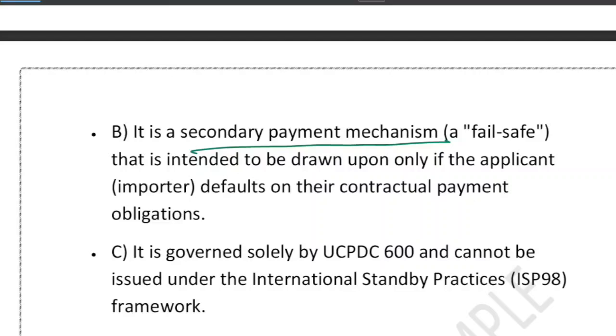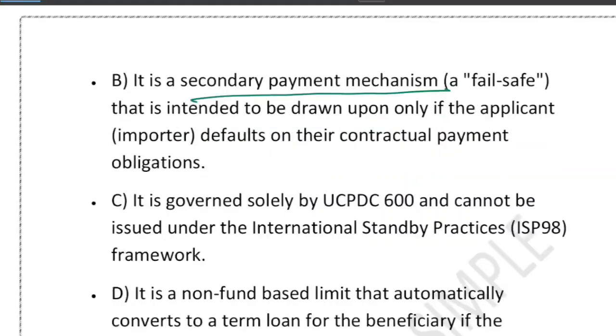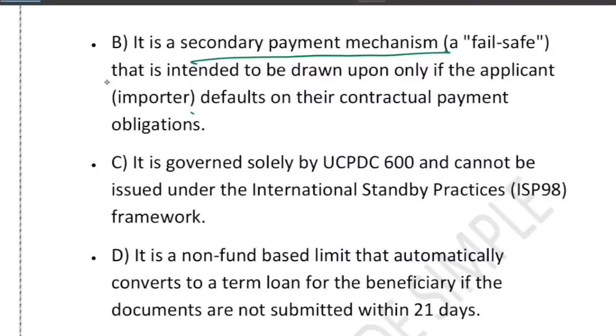So now option number C, it says that it is governed by UCPDC 600 and cannot be issued under ISP 98. So B is correct. What about option number C?